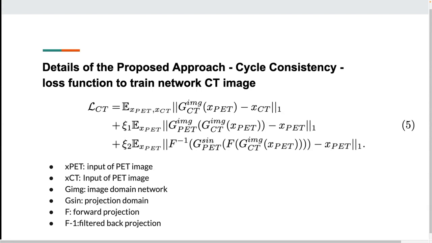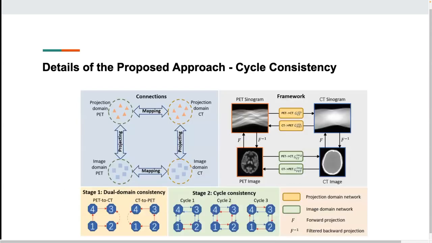To achieve this cycle consistency stage, they included two mappings, one from the CT domain to the PET domain, which we see over here. Second, they included a cycle from the PET domain back to the CT domain. And lastly, they used a last cycle to include the cycle consistency loss function to ensure that the synthesized PET image is consistent with the input CT image.